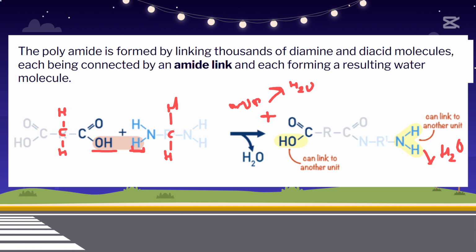Right? So therefore, if you had said 4 molecules of water from the previous question, you would have been incorrect. The correct answer is 3 molecules of water. If you have 2 diamines and 2 diacids, you would get 3 molecules of water.